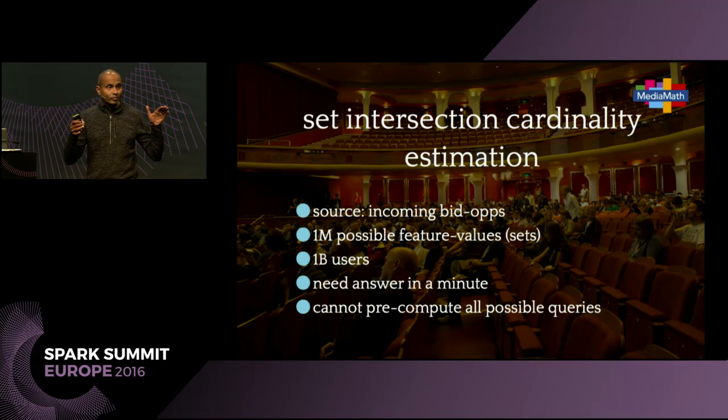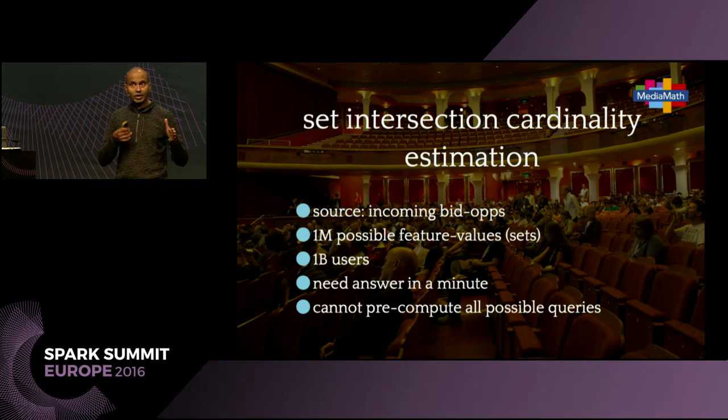Like I said, the number of possible feature values can run into the millions, okay? So in other words, there are 1 million different possible sets that they can query about. In a given query, there might be 10 or 15 or 20 of these sets, right? We cannot anticipate all possible combinations of these sets and pre-compute the answer to those.